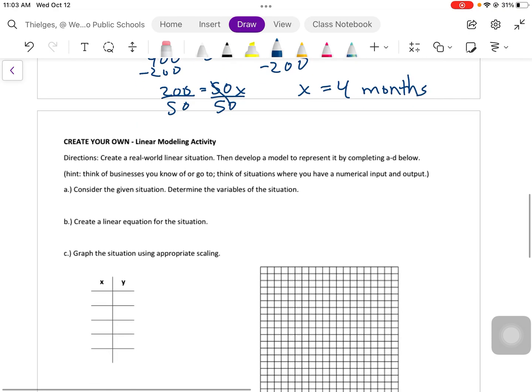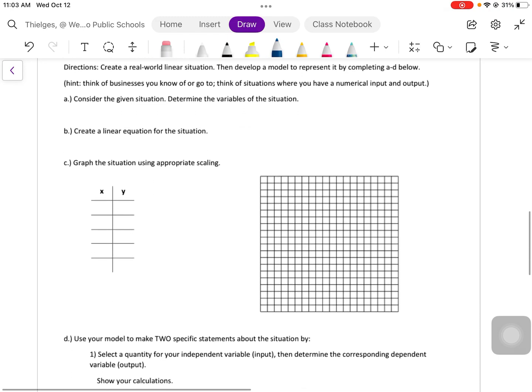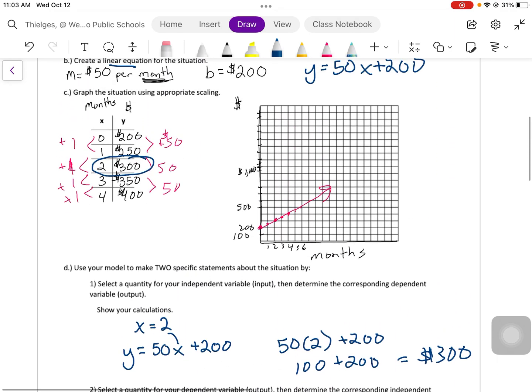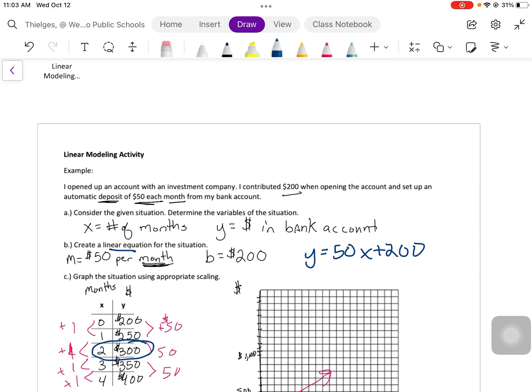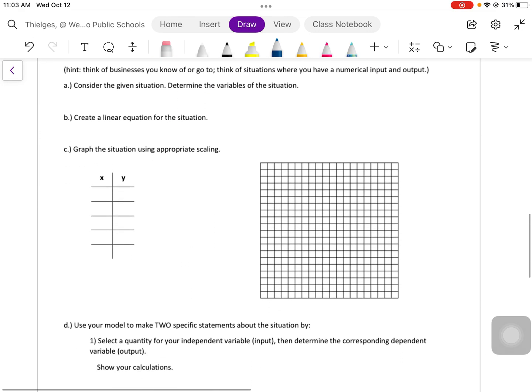So here's what you need to do. You need to go out and create a real world linear situation. So not talking about a bank account and having money added to it, in which you are going to come back and pretty much do this all over again. What I'm asking of you is to take this example that I did, come up with another real life situation besides the banking account model, and come back ready in class on Friday and be able to fill out all this and work through all this.